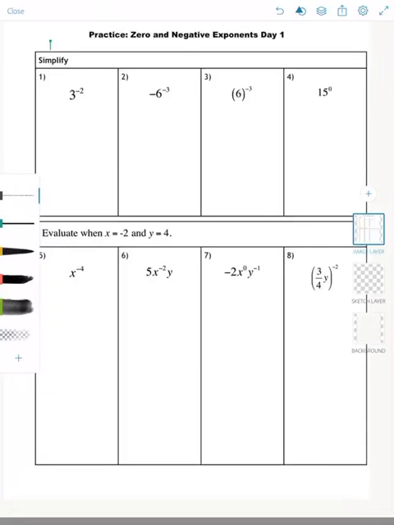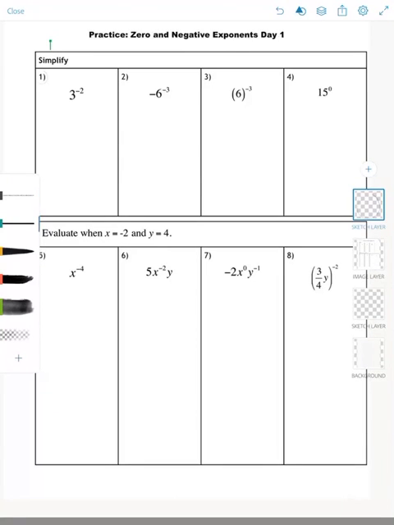Right, here are the solutions for the practice on zero and negative exponents. I'll get right into it. Again, you can watch this for any questions you have. You can pause it, you can rewind it, you can fast forward to the questions that you specifically have. So I'll just go through it and try and circle each problem as I go so you are able to fast forward better. So, number one.